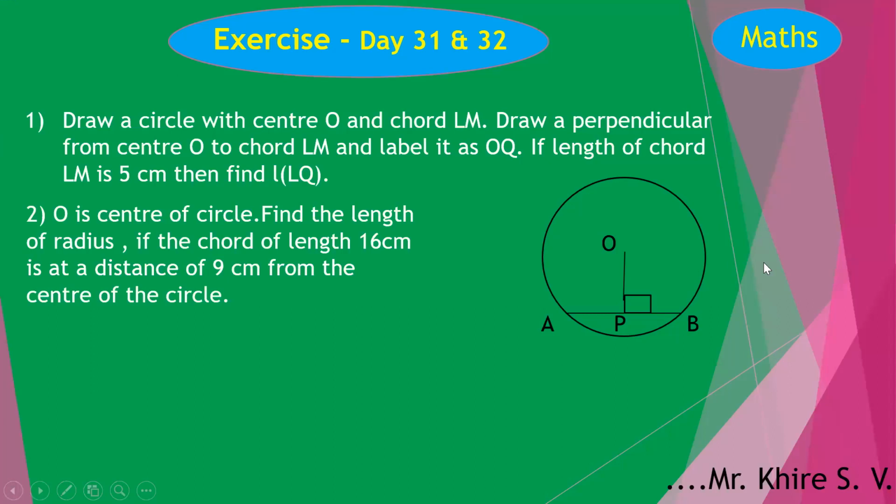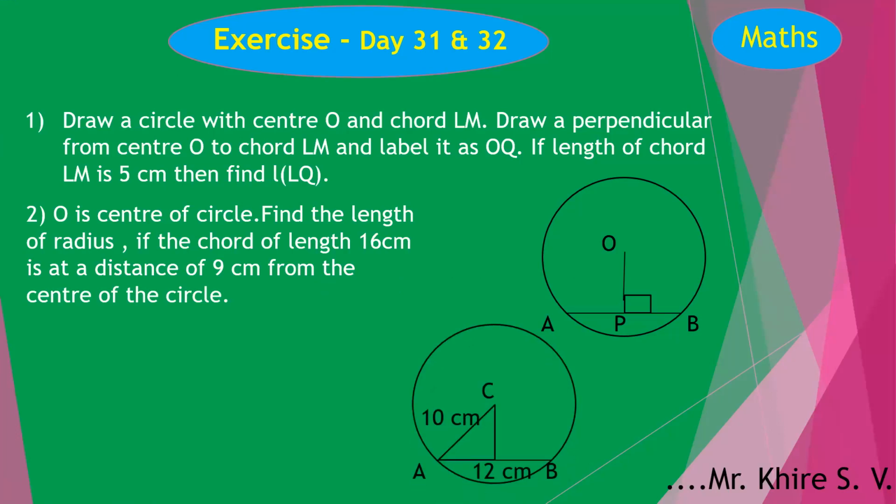O is center of circle. Find the length of radius if the chord of length 16 cm is at a distance of 9 cm from the center of the circle. You have to find out length of the radius. Chord is given 16 cm and OP is 9 cm.